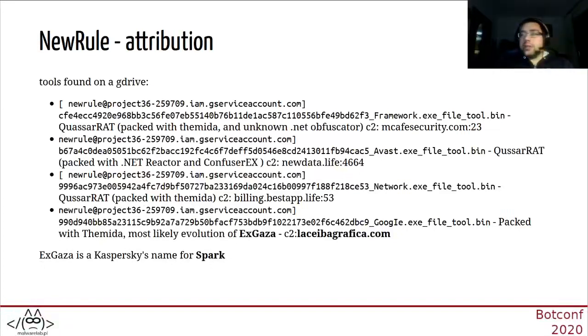But the most important at the time I was analyzing it was this file, Google E, which turns out to be an evolution of XGaza, which is the Kaspersky name for Spark. And this tool is uniquely attributed to Gaza Gang. So that's why I'm attributing this NetRat malware to Gaza or Molerats.